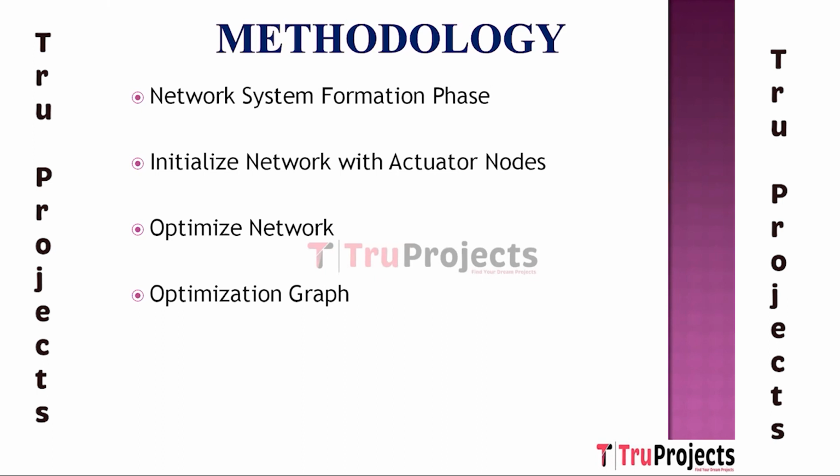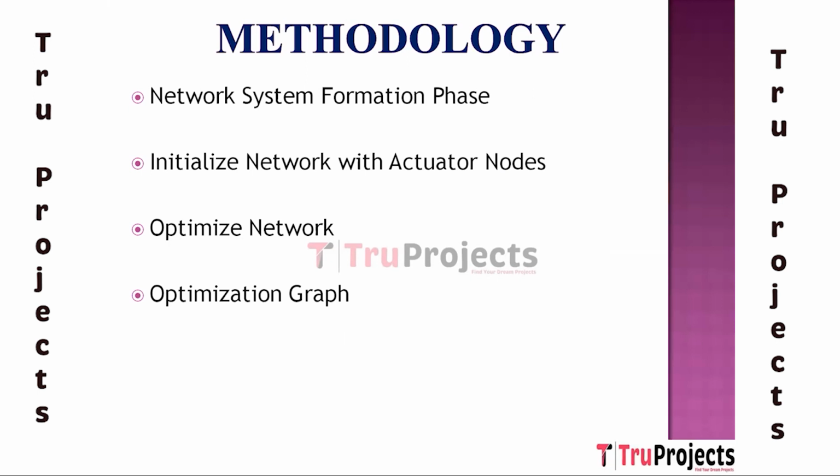Second module is Initialize Network with Actuator Nodes. In this module, the network is equipped with actuator nodes. Actuator nodes are the components responsible for controlling the individual subsystems. They take input signals from the controller and apply appropriate actions to influence the dynamics of the respective subsystems. The selection of the actuator nodes is crucial as it directly affects the control strategy and system performance.